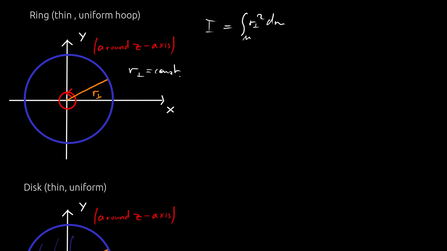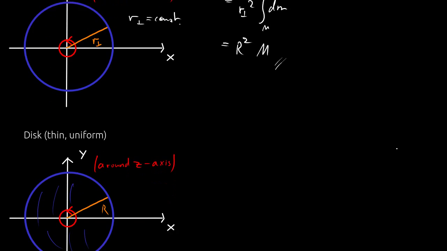And since r perpendicular is constant, r perpendicular squared is also going to be constant. So we just write r perpendicular squared times integral over dm, and integral over dm over the mass is obviously going to be just m. And if we call r perpendicular squared just capital R for the radius, and we call this m, then this is going to be our solution for this. Okay, that was pretty simple, right?